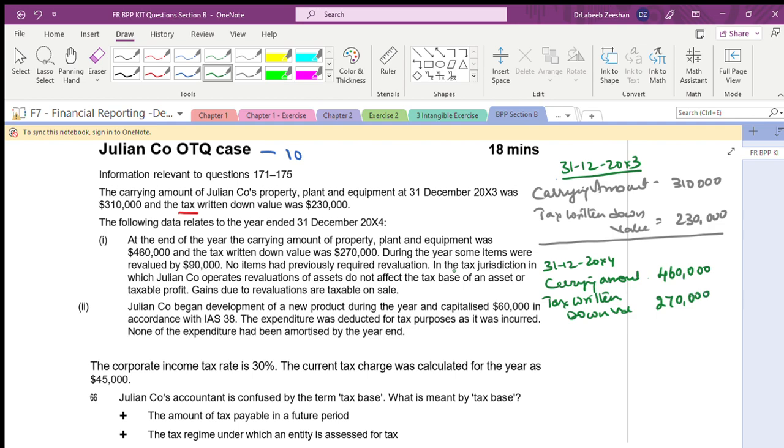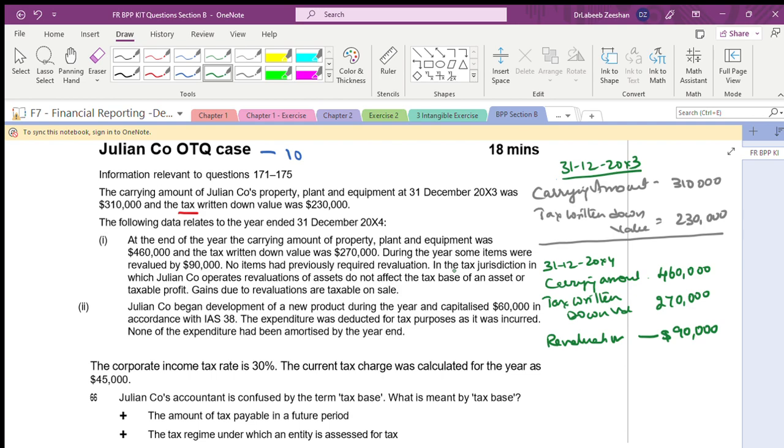During the year, some items have been revalued. The revaluation has been done by 90,000. No items have previously been revalued.